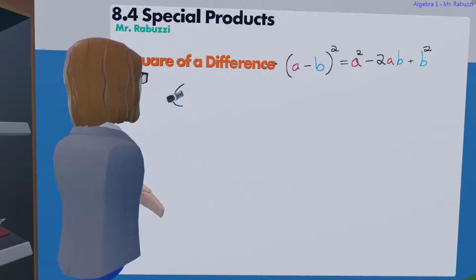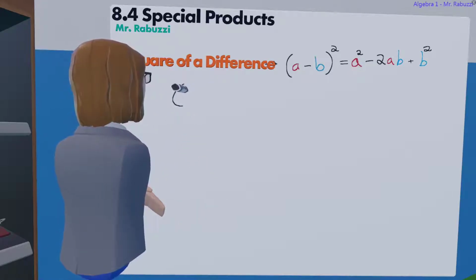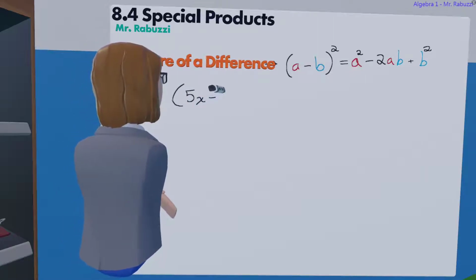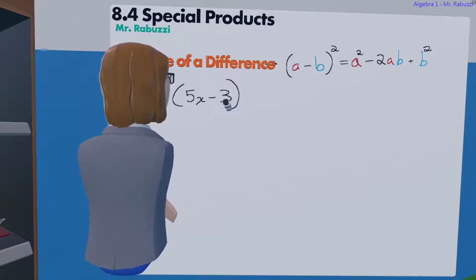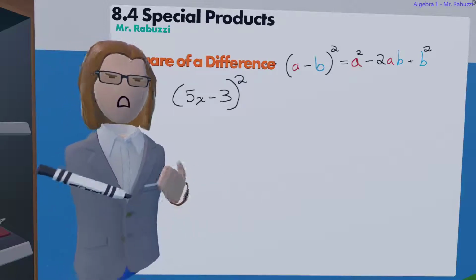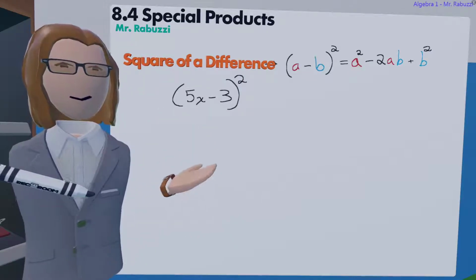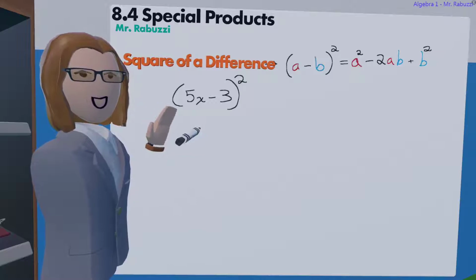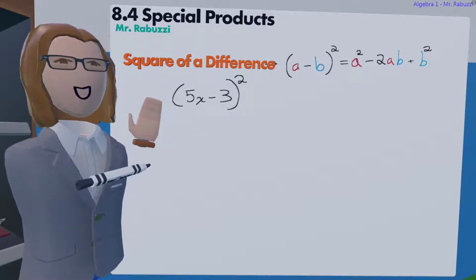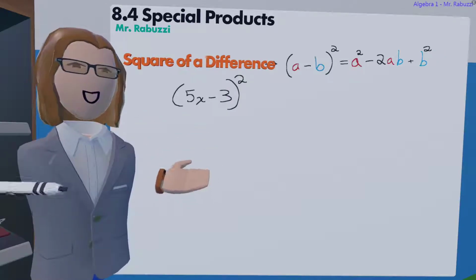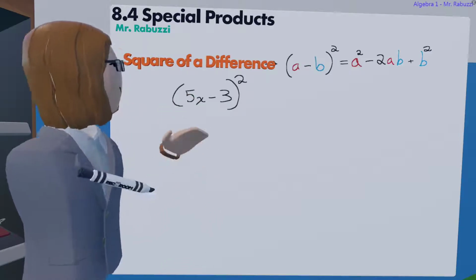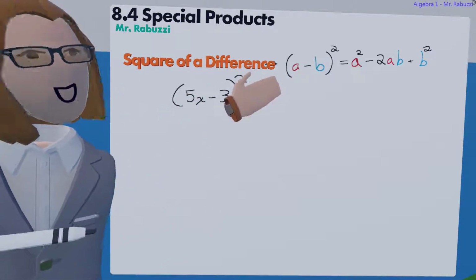So let's pick something. Let's go with 5x minus 3. And it's squared. Okay, so you could write this again. You can do this with FOIL or with distribution. You just have to write two of these next to each other so that they're multiplying. That's what squared means. And then do your distribution, do your FOIL. That will work. You will get the same answer because this is math. It works. But we have a little shortcut today.